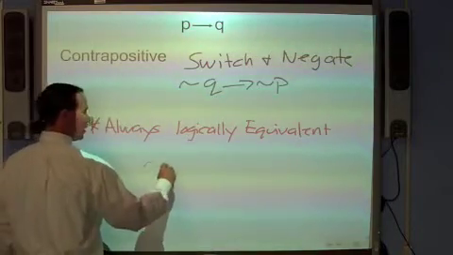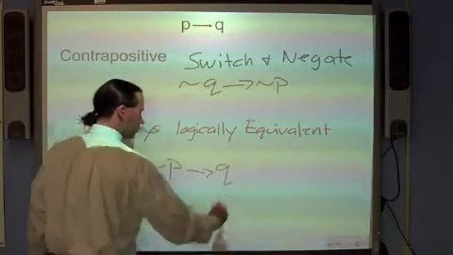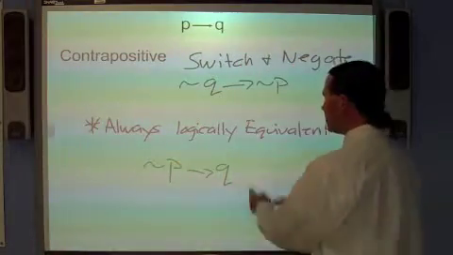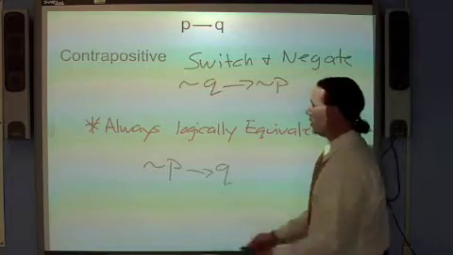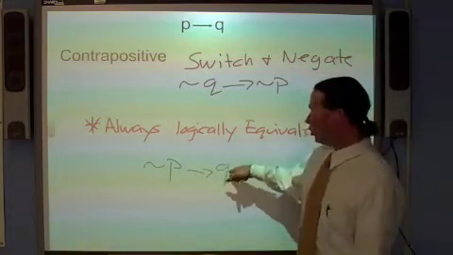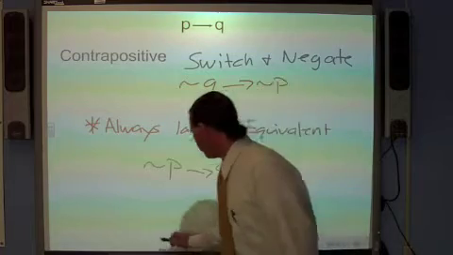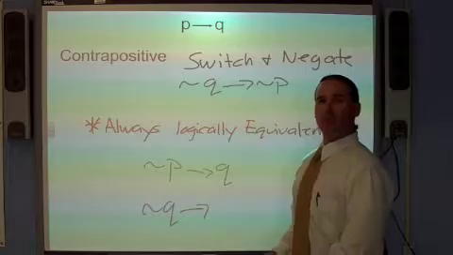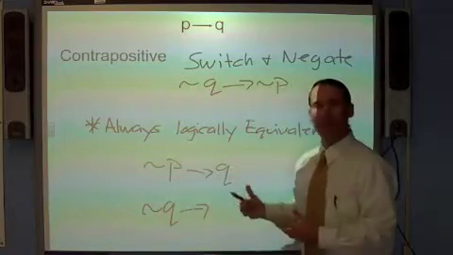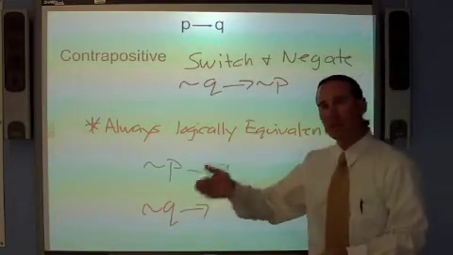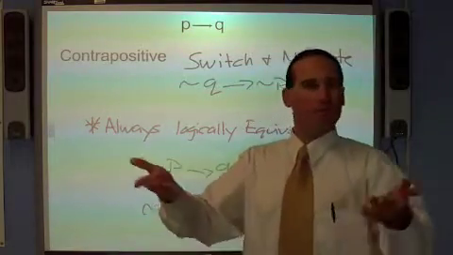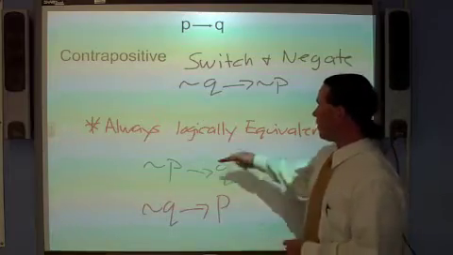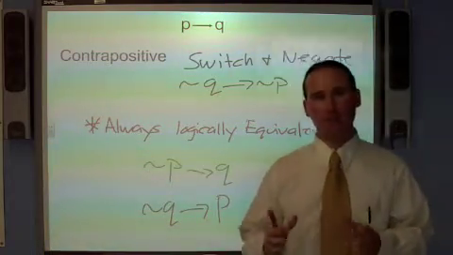Let's say I have not P, arrow, Q. That's fine. I just have to follow the rules. I'm going to switch them, I'm going to negate them. That means my old conclusion is going to go to the front, but negated. So Q becomes not Q. I'll do this one in red. Arrow. My hypothesis goes to the end and gets negated. Negation of not P is not not P, which is P. So I have not Q, arrow P. That's my contrapositive. These are exactly the same statement.